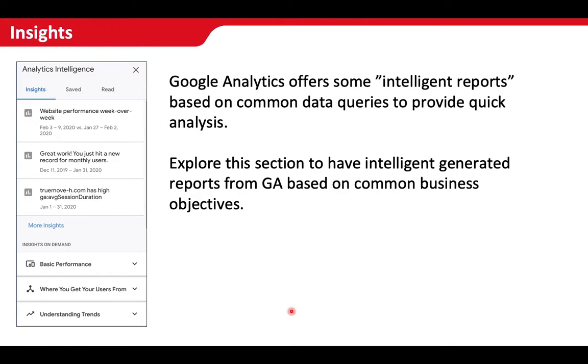This is the section called Insights, and this is where, in Google Analytics, when you see it on the right side of your screen, you click on it and Google will offer some intelligent reports based on common data queries to provide some quick analysis. So you can explore this section to have automatic reports generated for you. It'll kind of ask you, do you want to see this? Do you want to see that? You go in there and you see if the data is useful to you.